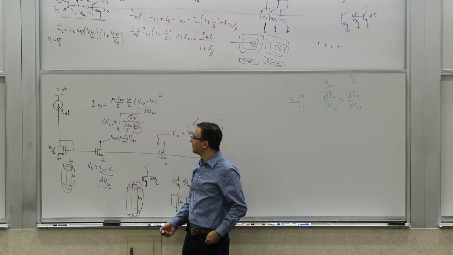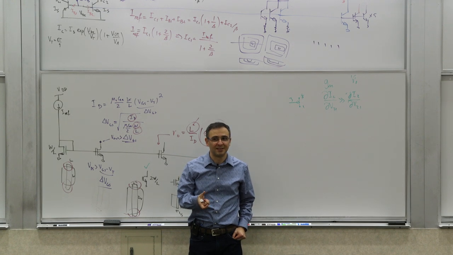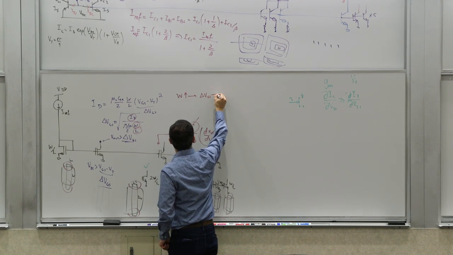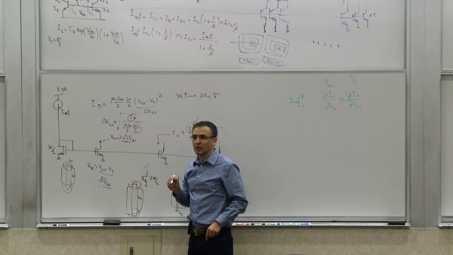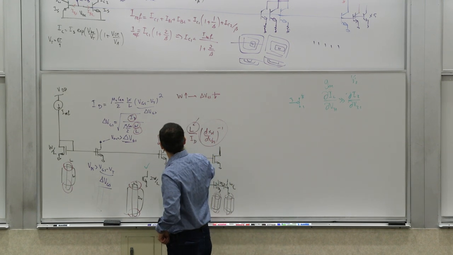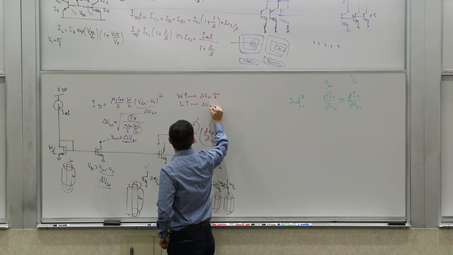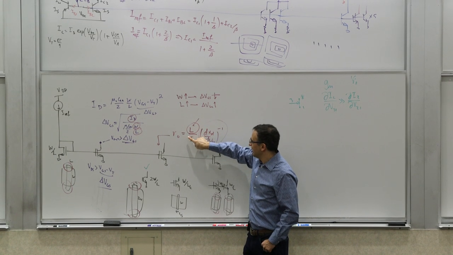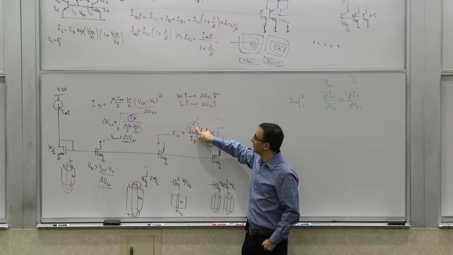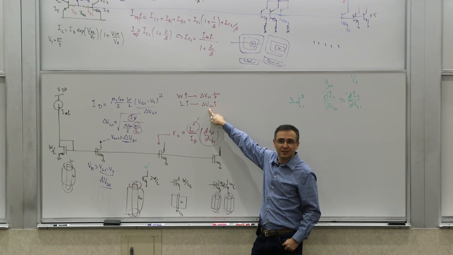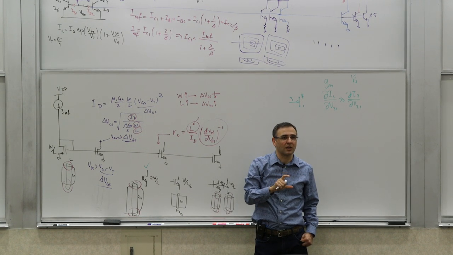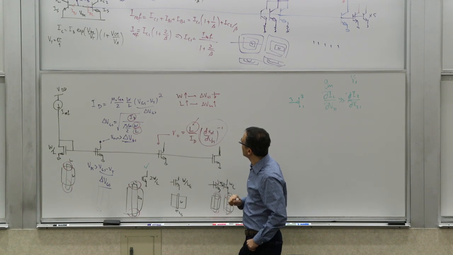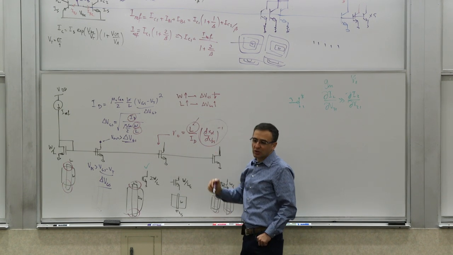So what do you want W to be if you want high headroom? If W goes up, delta VGS goes down, so you can use a wider device and your gate overdrive becomes smaller. If L goes up, delta VGS goes up, and you can see there's a direct trade-off here. If you want to increase your output resistance, you want a larger L, but you pay the price in the amount of headroom you have to operate with. So that comes into play when you're designing. These two are an important part of the discussion. This is the way you control it.